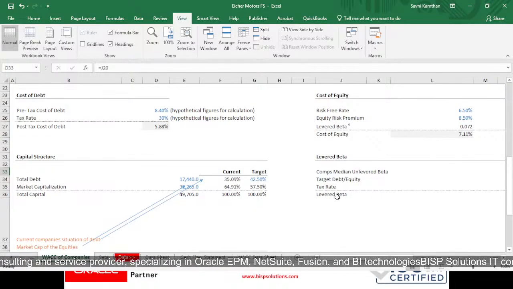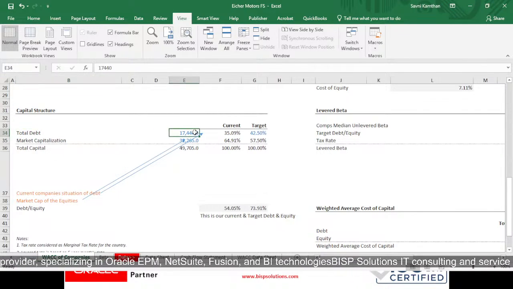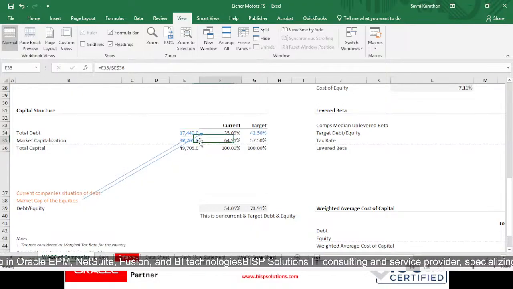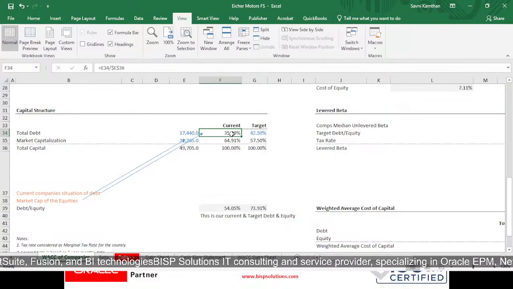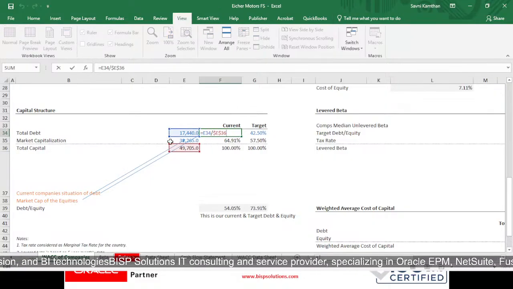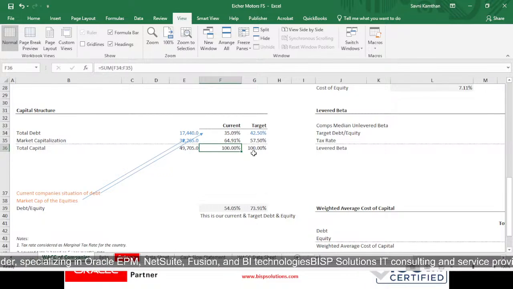So for easy working, I will be taking my total debt and market capitalization. So I have taken 17,440 as my total debt, for example, and 32,265 as my market capitalization. So to calculate current, it is total debt divided by my total capital. So I will be getting current as 35.09, and same formula will be applied to my market capitalization. So every total of the capital is 100% only, right?